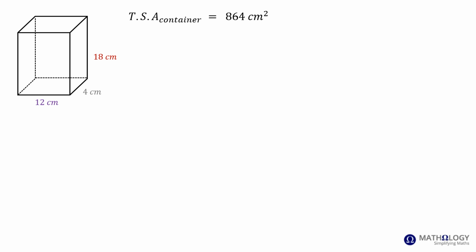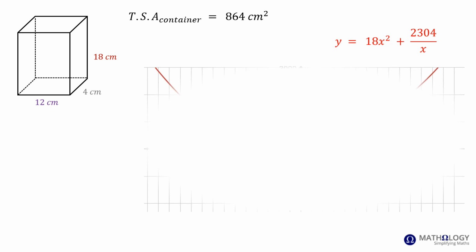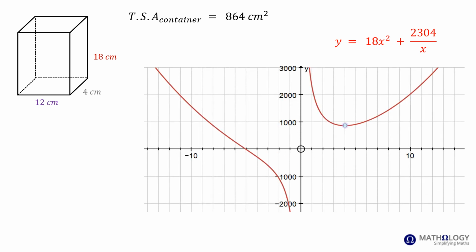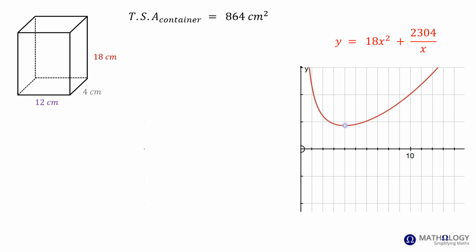We can also confirm the solution graphically by sketching the function y equals 18x squared plus 2304 over x. Since x cannot be negative, we can ignore the part of the graph to the left of the origin. The lowest point on the curve is at the point where x equals 4, which confirms the solution.